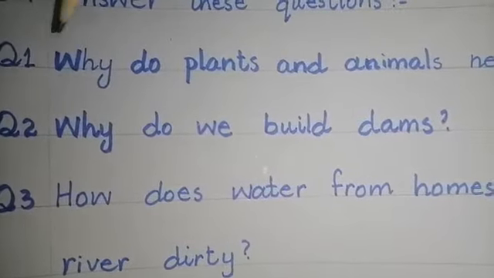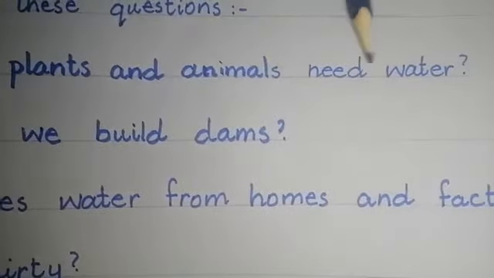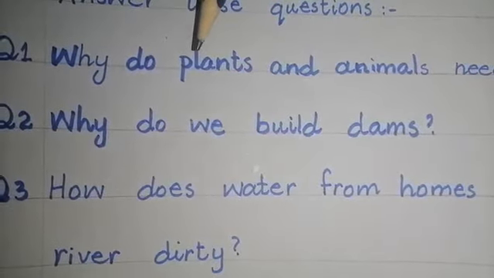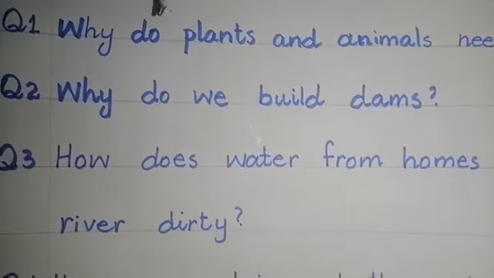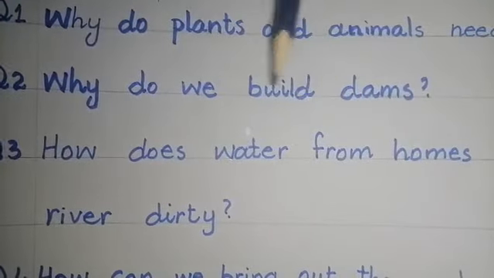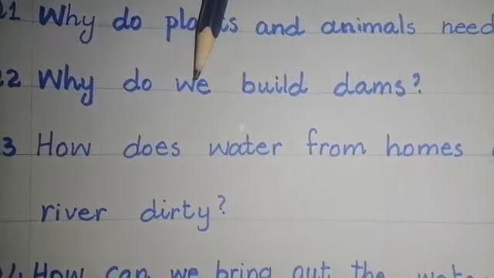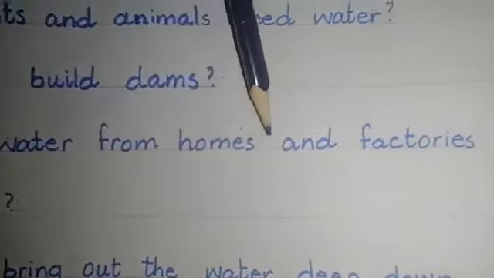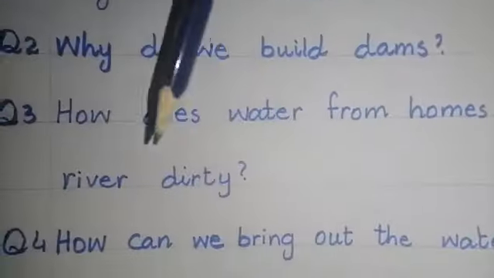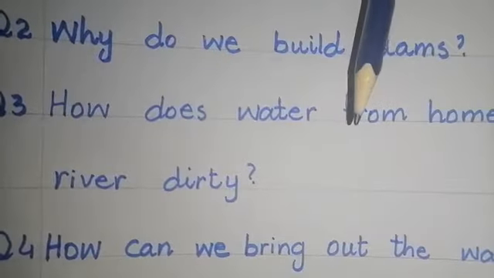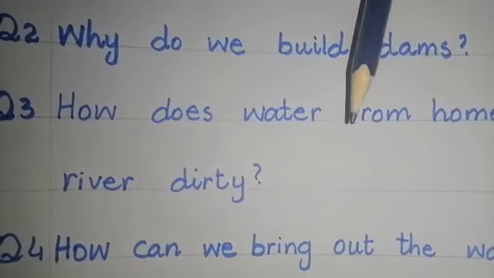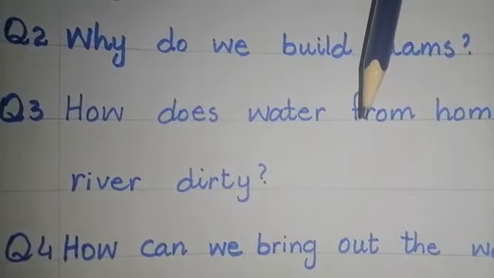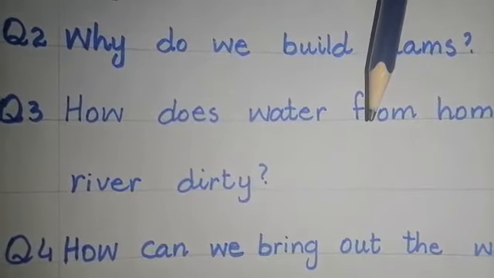Question number 1. Why do plants and animals need water? Plants and animals need water for their living or survival. Question number 2. Why do we build dams? We build dams to store the water. Question number 3. How does water from homes and factories make the river dirty? So in the answer we can write: dirty water from our homes and factories flows into the river, which makes the river water dirty.